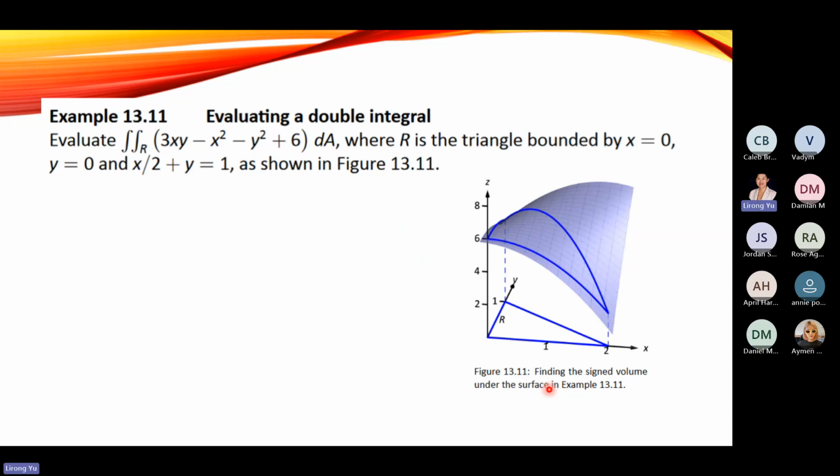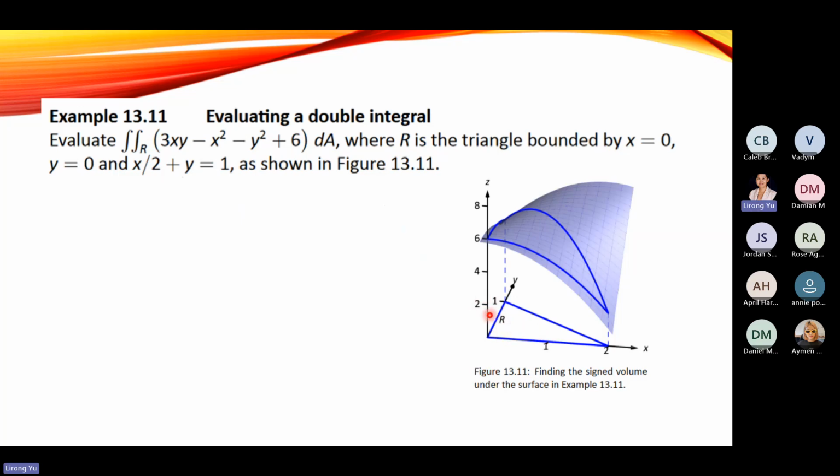It's a volume calculation already. We're evaluating a double integral of 3xy minus x squared minus y squared plus 6 dA. Now, what's the integration region? Integration region R is a triangle bounded by x equal to 0, y equal to 0, and x over 2 plus y equals 1. So it's a triangle over here: the x-axis, the y-axis, and then a line forming this little triangle.